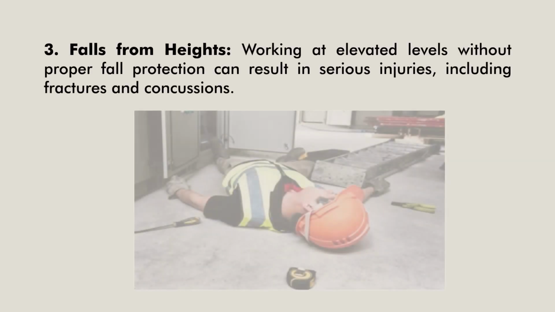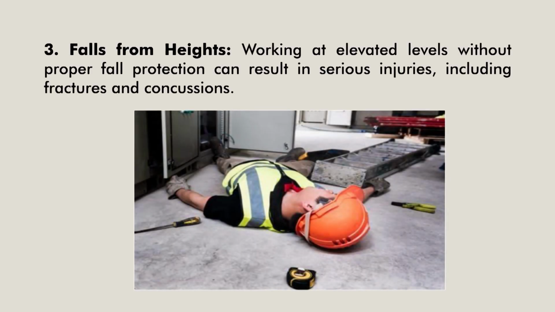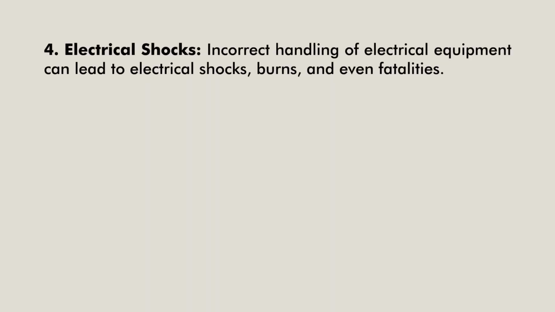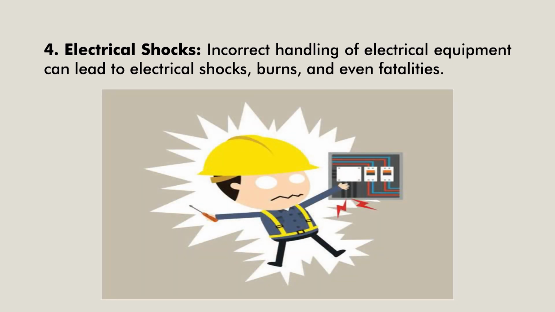Next one is falls from height. Working at elevated levels without proper fall protection can result in serious injuries including fractures and concussions. Next one is electrical shock, which means incorrect handling of electrical equipment can lead to electrical shock, burns, or even fatalities. Next one is respiratory issues, which means exposure to airborne contaminants without proper respiratory protection can lead to respiratory disorders or lung disease.